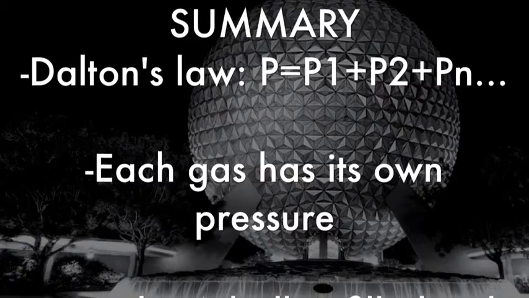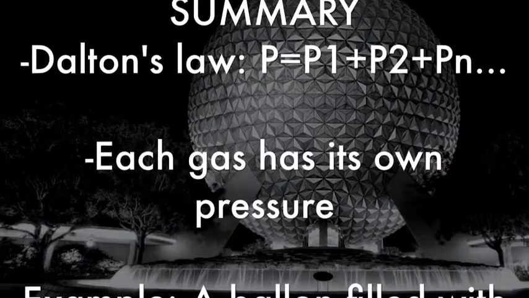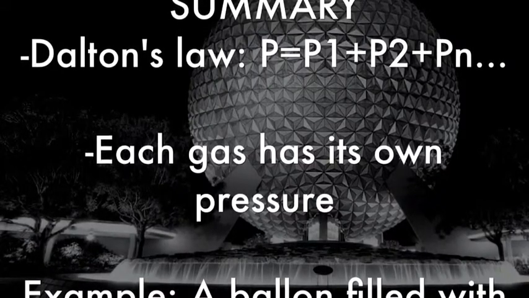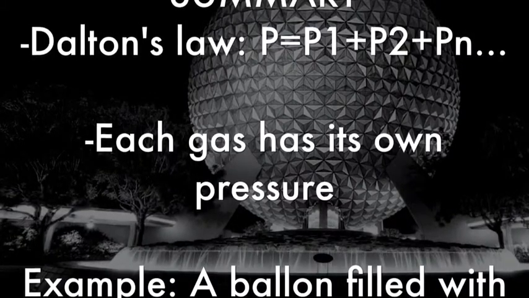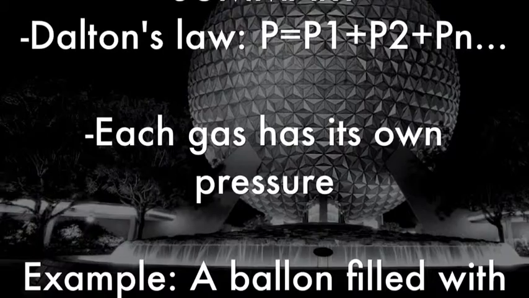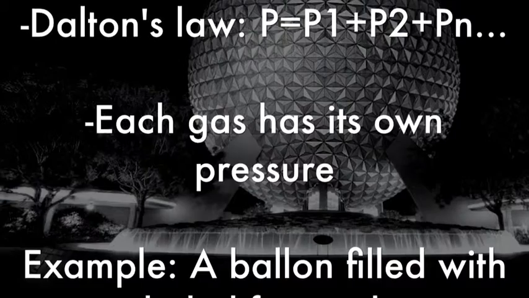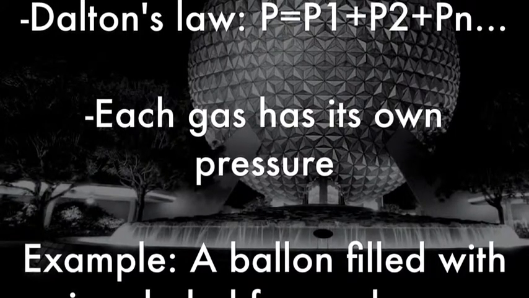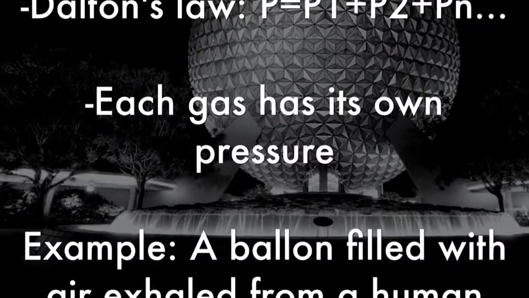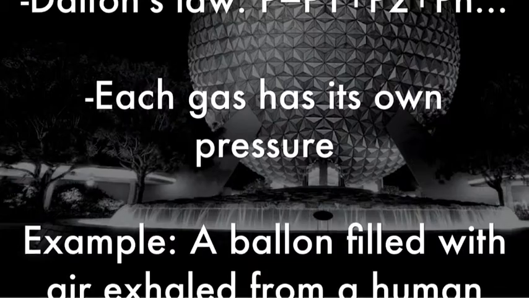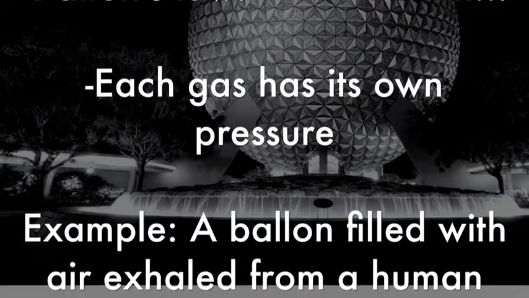Summary. Dalton's law of partial pressures states that the pressure of gases inside a container is the pressure of each individual gas added together. When multiple gases are inside of a container, each gas has its own pressure, and when those are added together, the sum is the total pressure. An example is when a human exhales to fill a balloon. When a human exhales, they exhale different gases that go into the balloon. Each gas exerts its own pressure inside of the balloon, and the total pressure of the balloon is the sum of the pressure of each individual gas added together.